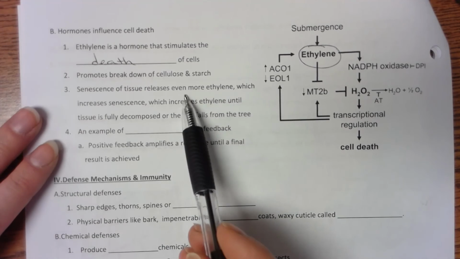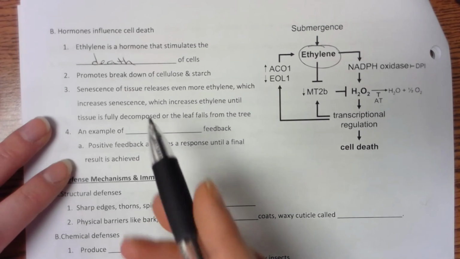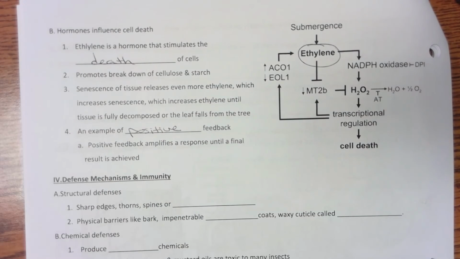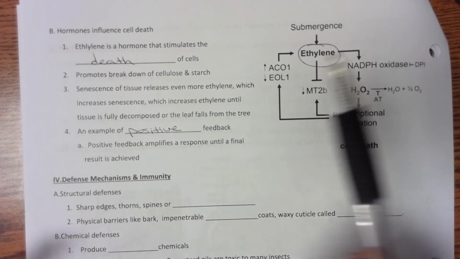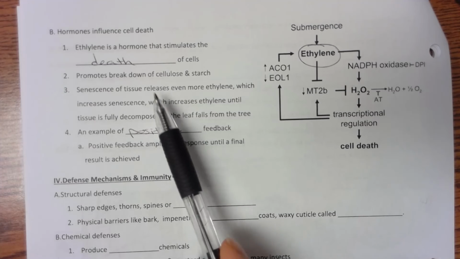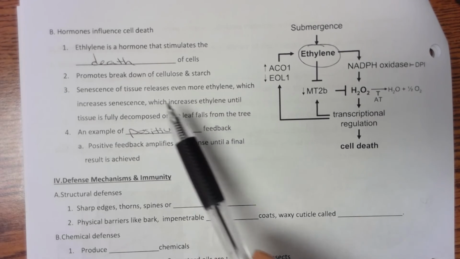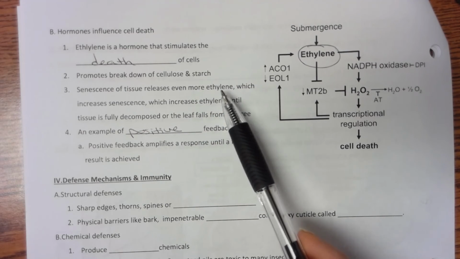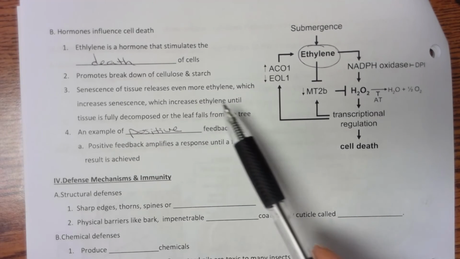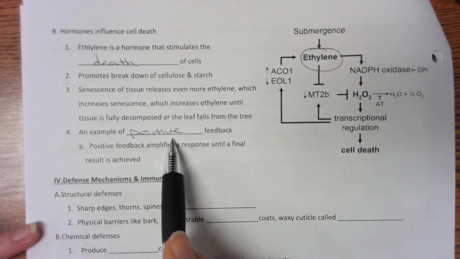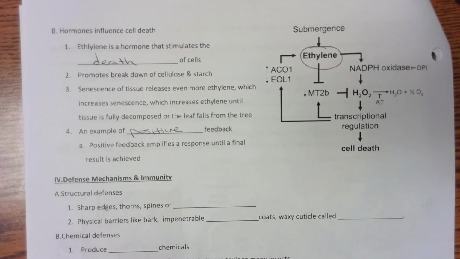And as that happens, this is an example of positive feedback. Because what happens is ethylene causes breakdown of the tissues. When those cells break down, that actually releases even more ethylene. So more ethylene will create more breakdown, which creates more ethylene, which will create more breakdown. So that is an example of positive feedback.